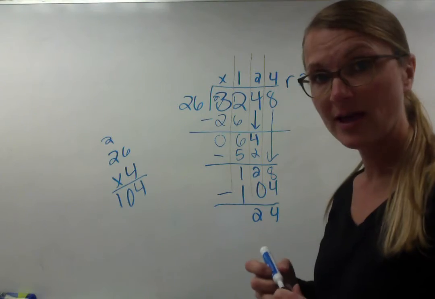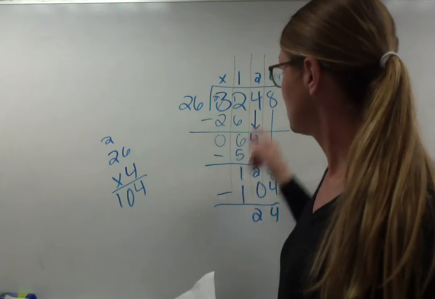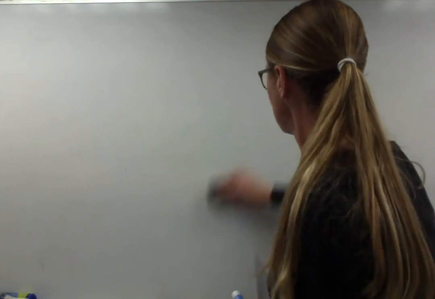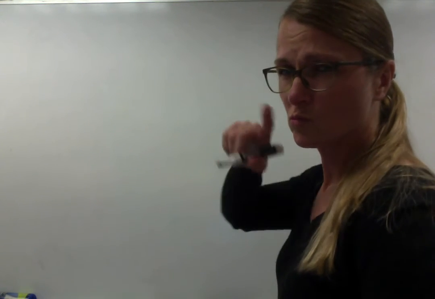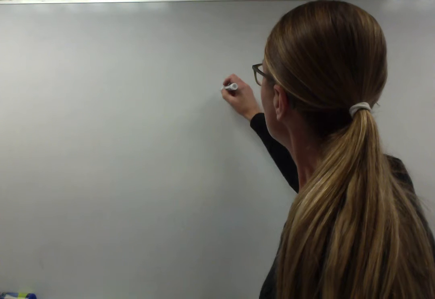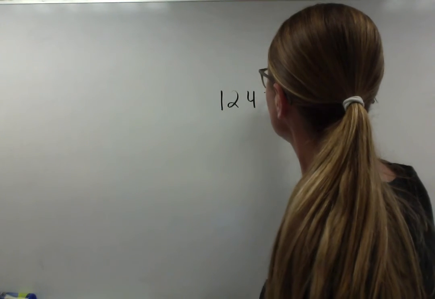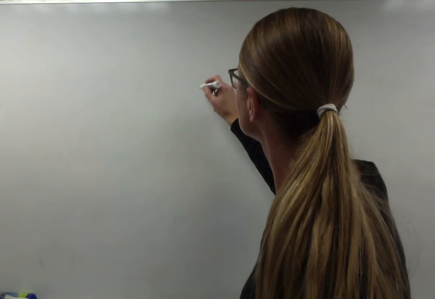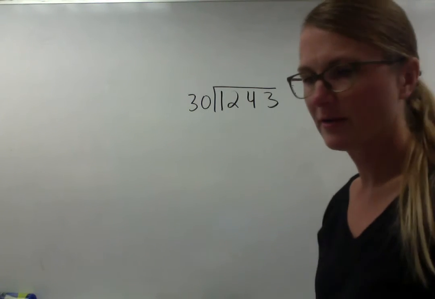Okay? So let's see what happens if you can't put the number into the first two. So we're just going to try one more together. We're going to do 1,243 divided by 30. Let's make it easy on ourselves. Okay, 30. Multiplying by 30 is pretty easy.